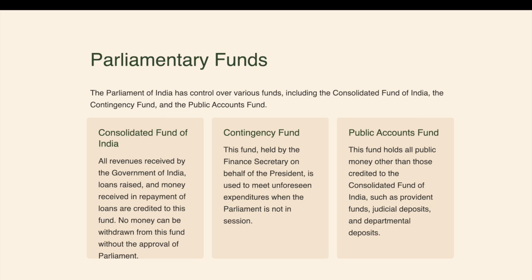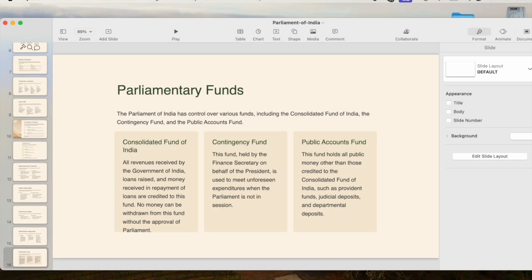Second is the contingency fund. This fund, held by the finance secretary on behalf of the president, is used to meet unforeseen expenditure when the parliament is not in session. And third is the public accounts fund. This fund holds all public money other than those credited to the consolidated fund of India, such as provident fund, judicial deposits, and departmental deposits. So with this we have covered all the important things of the parliament chapter, and I hope this will be helpful for you to revise important things.